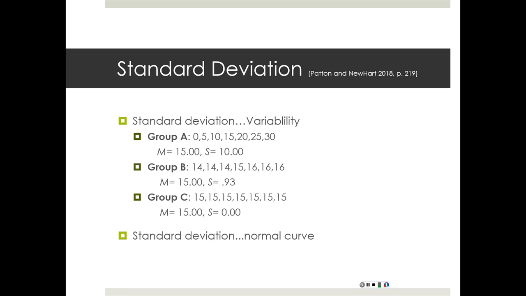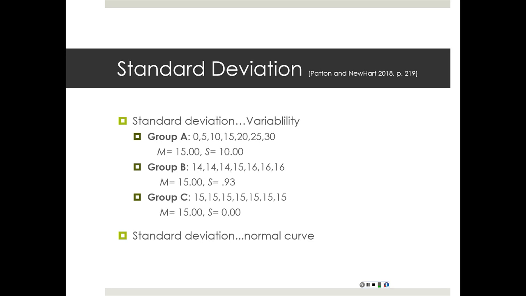Please look at the three data sets on this slide. As you can see, the average of each of the groups is 15. However, note the differences in variability of the scores. In Group A, the data varies from 0 to 30. In Group B, the scores vary from 14 to 16. And in Group C, each of the scores is 15.